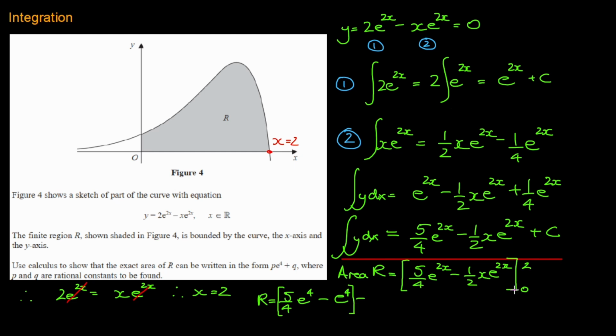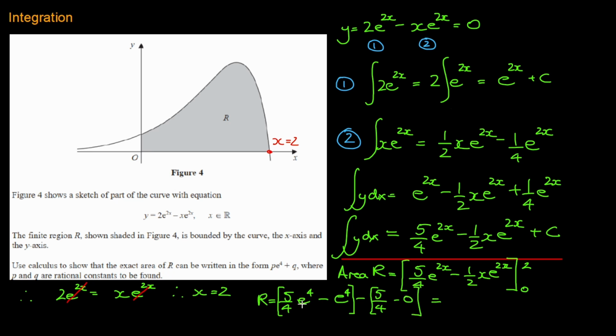Now x is equal to 0. So e to the 2x turns into e to the 0. Any number raised to the power 0 is 1. So this is minus 5 over 4. And I'm going to put this in a big bracket as well, because there's lots of negatives flying around. This will be minus a half x. Well, this will be minus 0, because if x is 0, the whole of this term goes to 0.